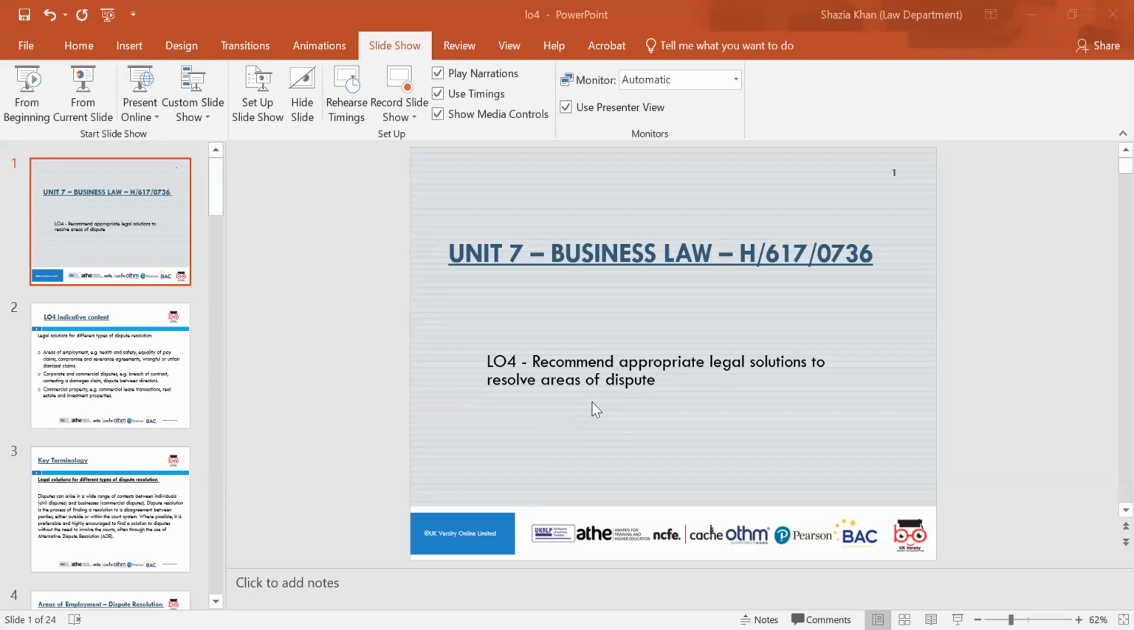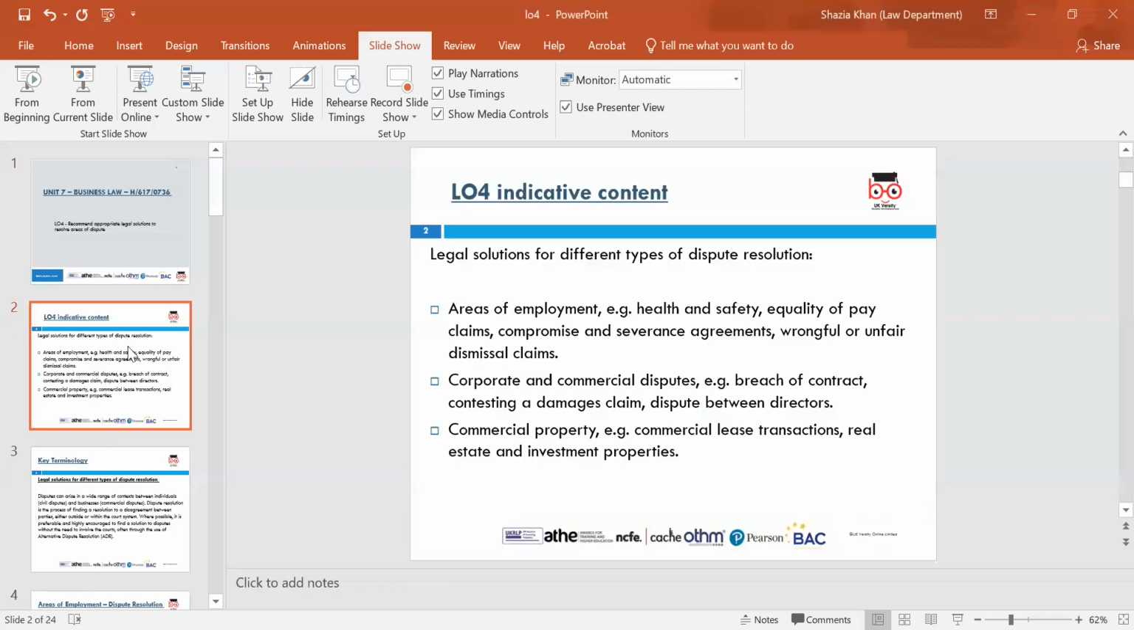It forms a structure which allows things to be handled smoothly and mitigates any long-term effects. Excellent. So for mitigation, before they go to court or anything, so they can mitigate. So now the first indicative content is legal solutions for different types of dispute resolution.